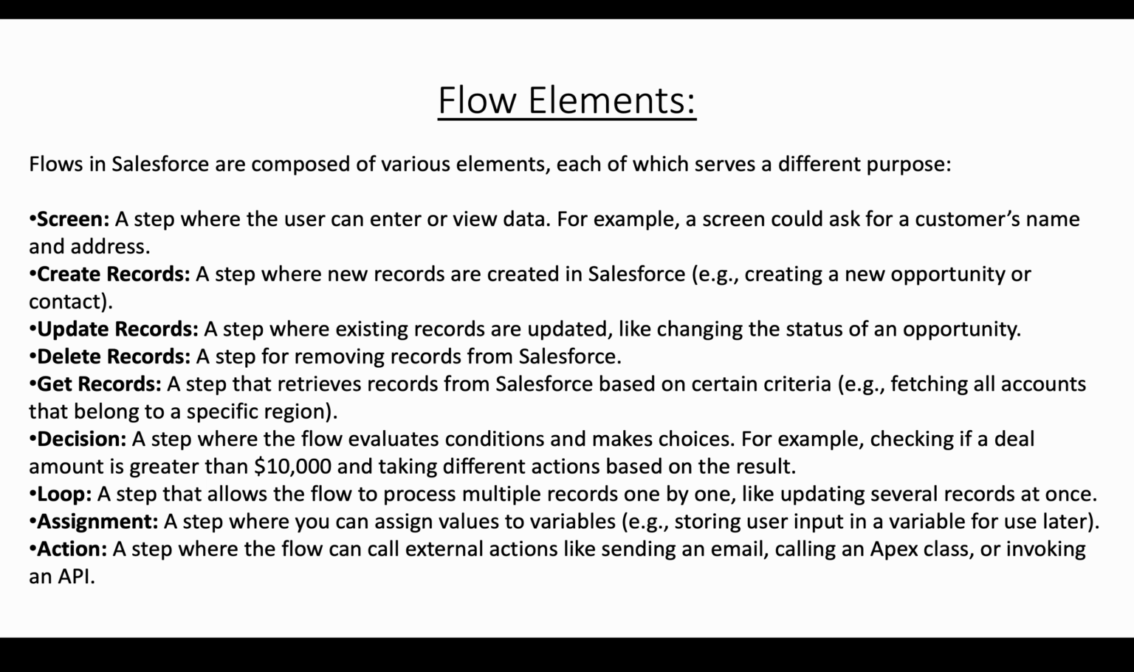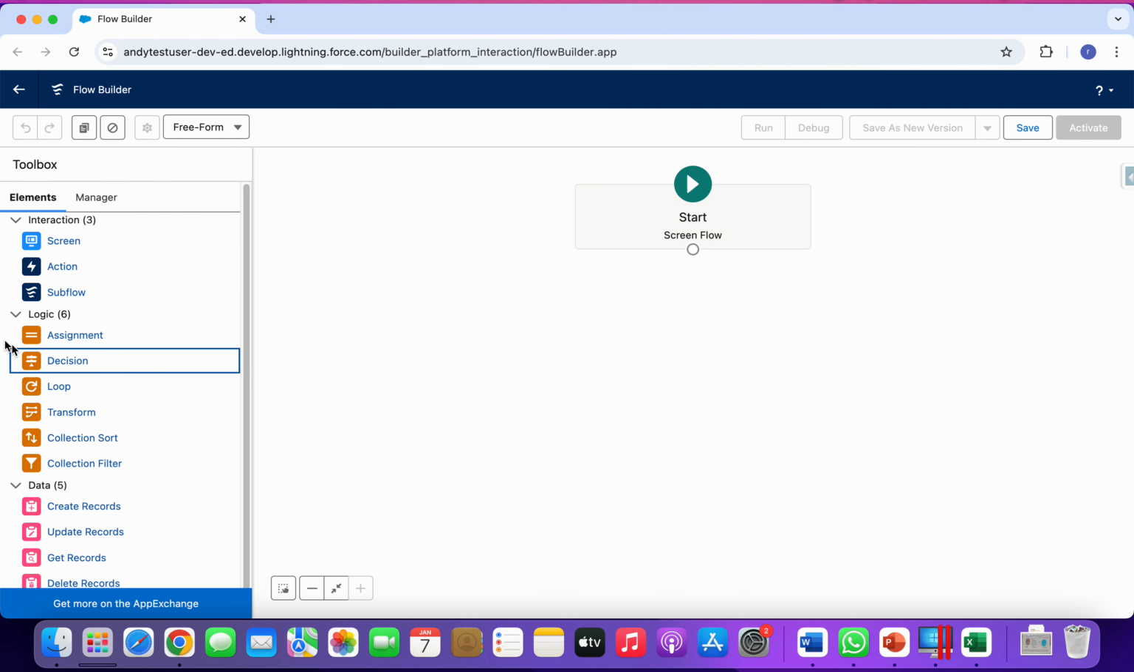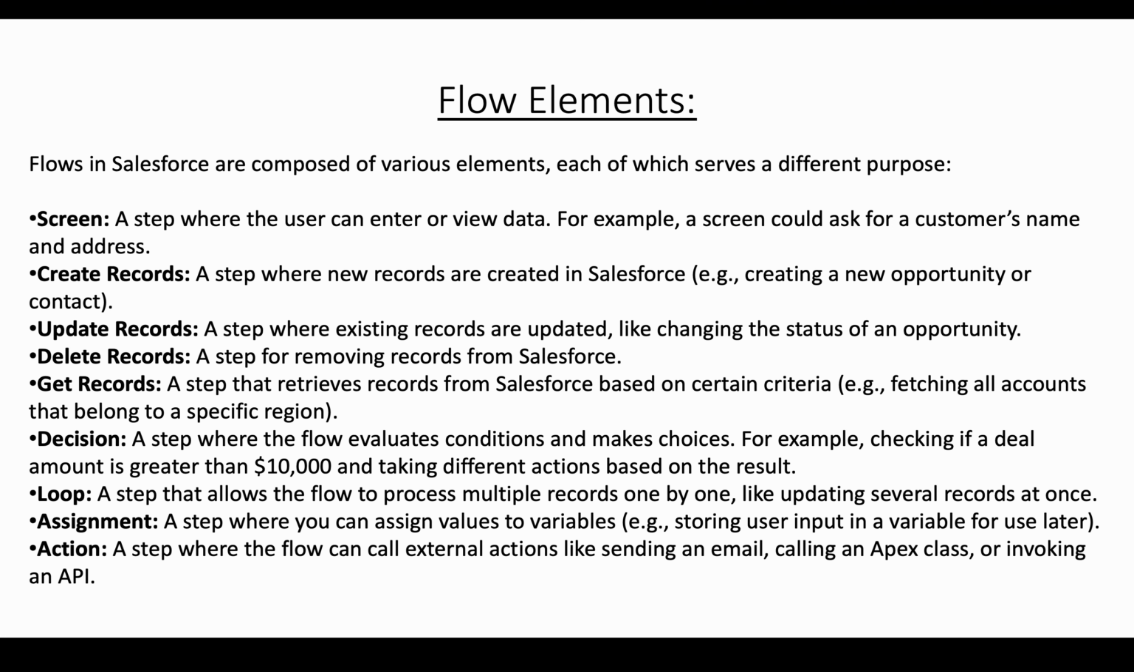Decision, a step where the flow evaluates a condition and makes a choice. For example, checking if a deal amount is greater than $10,000 and taking different actions based on the result. So this is the decision element.